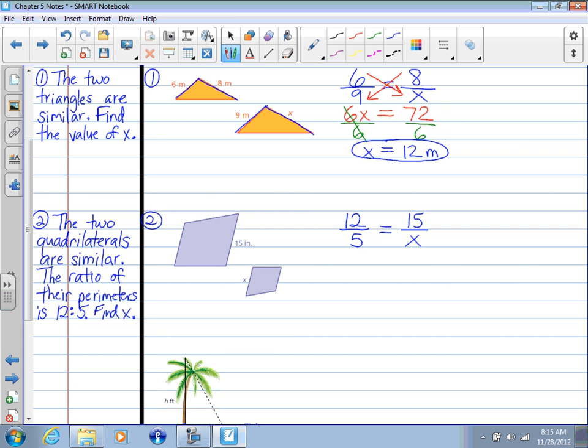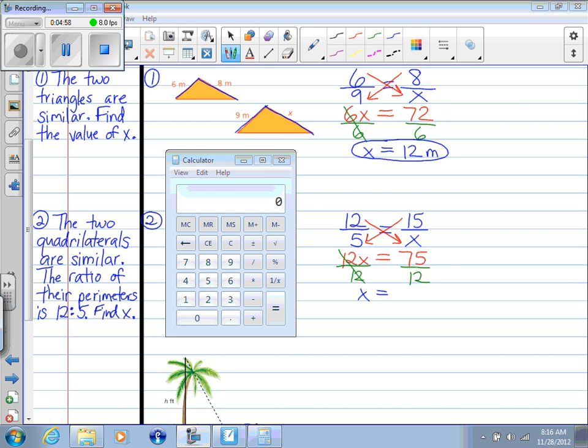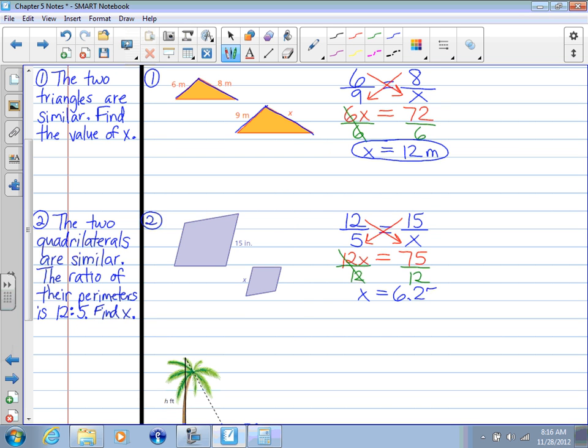Okay, now we're just going to use the cross products property. 12 times x is 12x. 15 times 5 is 75. And I know that cross products of a proportion are equal. So now it just becomes a little bit of algebra. We need to divide each side by 12, which makes those cancel out. And x equals, let me get a calculator out here, 75 divided by 12, so 6.25. If you look at the picture, we can see that we were measuring in inches, so it must be 6.25 inches.